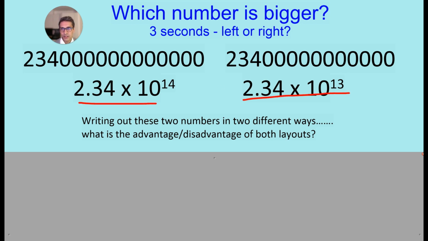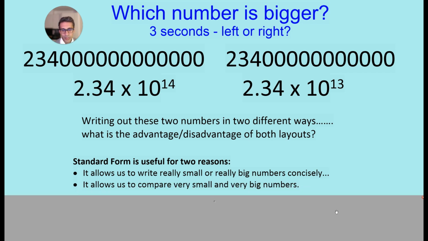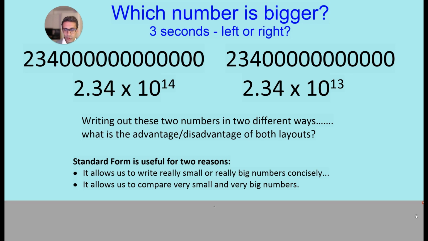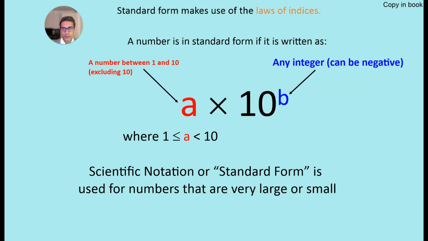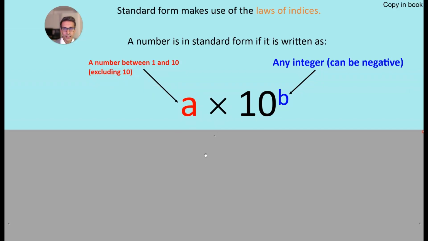This representation is called standard form. It allows us to write really small or really big numbers concisely, and it allows us to compare numbers easily as well. So see which one's bigger, which one's smaller. So here is a summary of what standard form should look like.